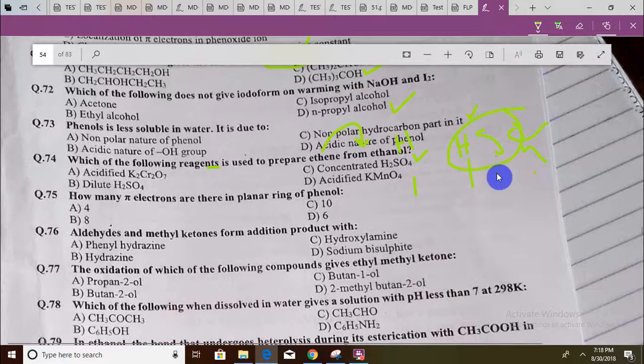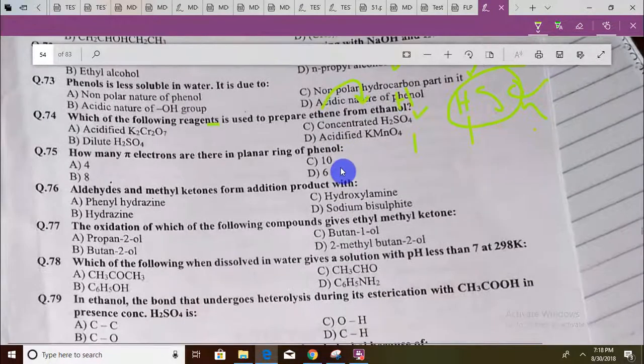Alright, how many pi electrons are there in a planar ring of phenol? That is 6. And aldehydes and methyl ketones form addition product with... The question is, phenyl hydrazine? That is more of a condensation product. Hydrazine, hydroxylamine, sodium bisulfite. I don't think this is really part of the syllabus, but you never know. So let's take a look.